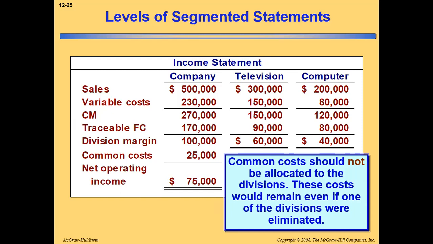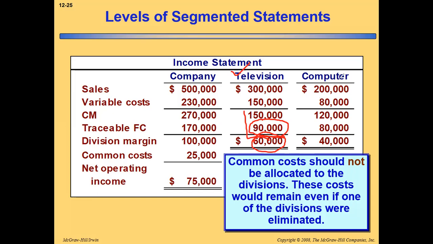Traceable fixed cost means which is related with a particular segment. For example, here you see, 90,000, this is traceable fixed cost. This 90,000 is related with the television, so that's why we deduct it from the television. And after deduction, we got how much? 60,000. Is it clear? Yes, it is.